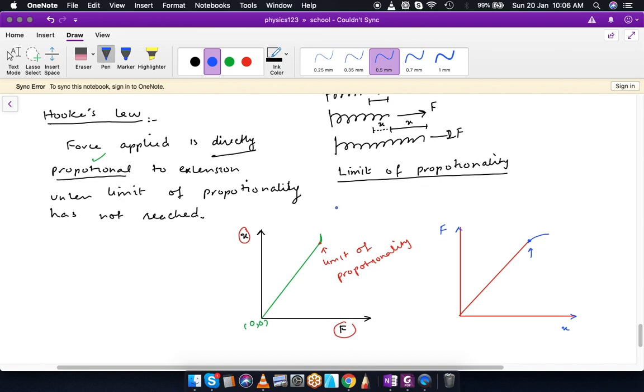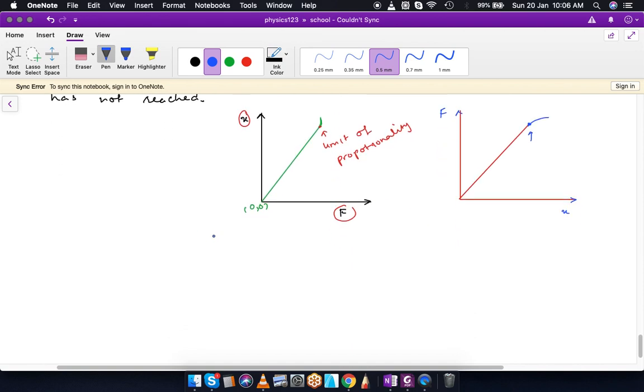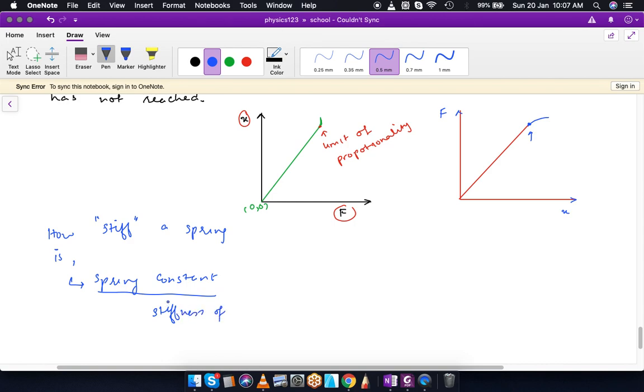Now, if you go further into it, we must understand that we have two different systems, or let's suppose two different springs. So what difference do they make? Now see, if we want to know how stiff a spring is, we have to look at the value of its spring constant. Basically, the spring constant is actually the stiffness of a spring. Now, how do we calculate it?